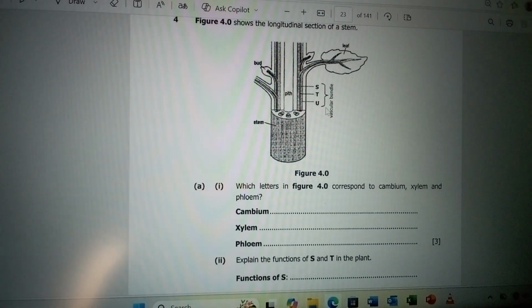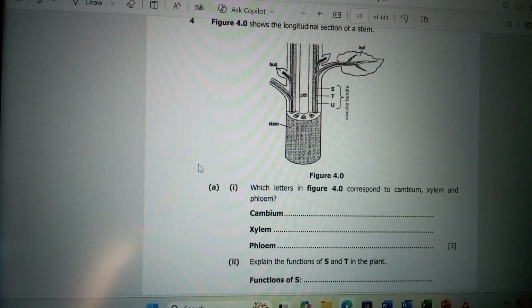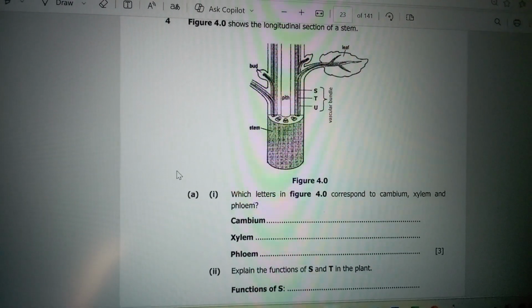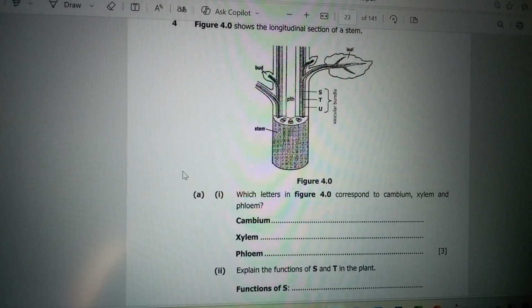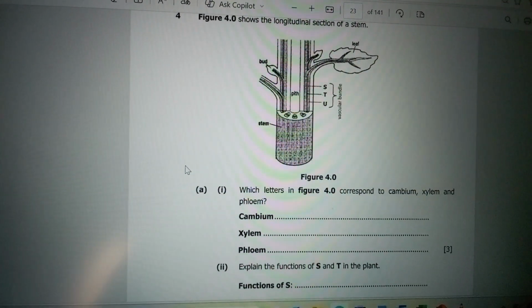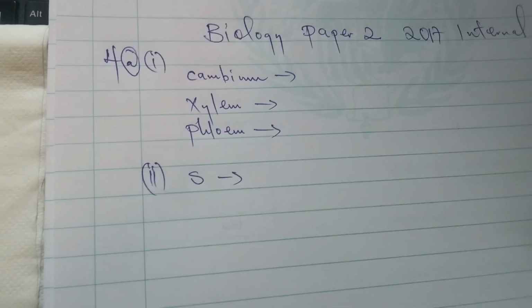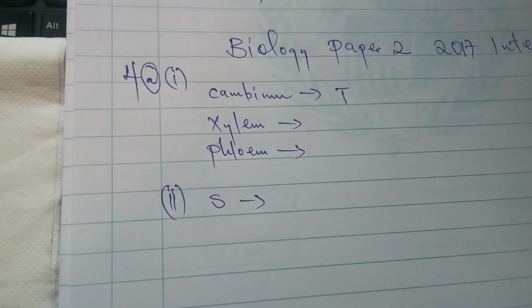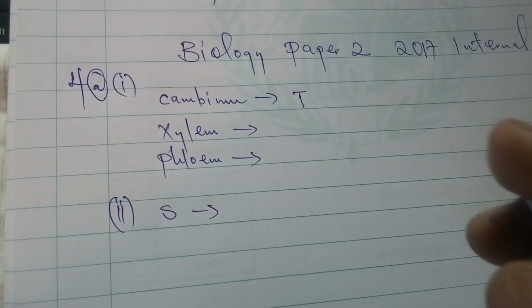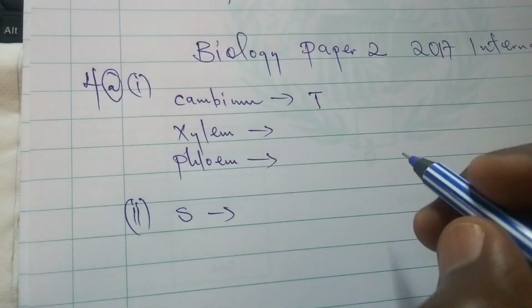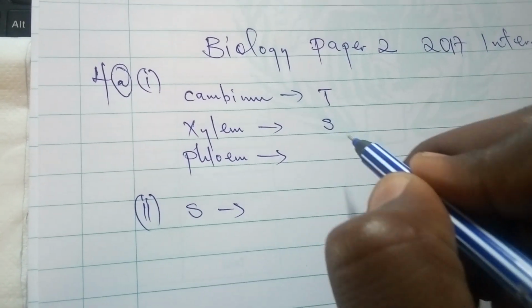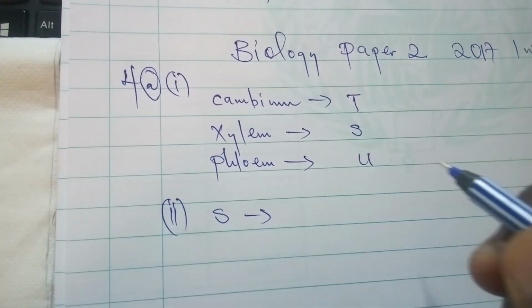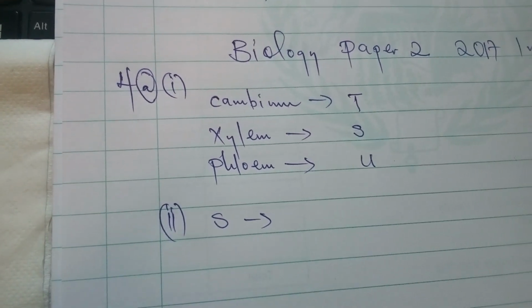Then they are saying, question 1, A, which letters in figure 4.0 correspond to cambium, xylem, and the phloem? So we can start answering. The part that corresponds to cambium, that is T, and the one that corresponds to xylem, that is S, then the last one that corresponds to phloem, that is U. Then we proceed to the second question.